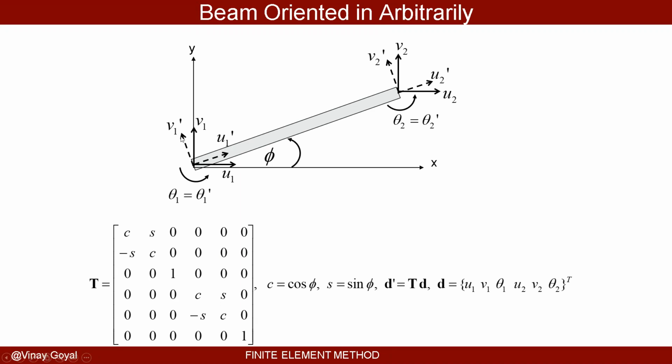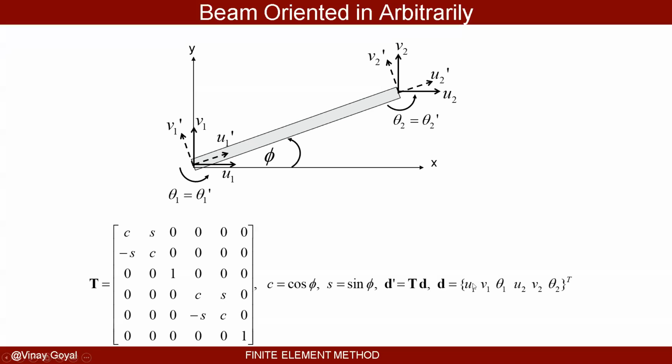Notice I have basically three unknowns at this node, U1, V1, and theta 1. So I have to account for that, and as a consequence, that's why I have a 6x6 transformation matrix. C is cosine phi, S is sine phi, phi is the angle of how this beam is oriented. And I can transform now T bold times D bold, where D bold is this. If I multiply D bold by this transformation matrix, I'm able to then find D prime in the local orientation system. And so these are the formulas you'll be using.